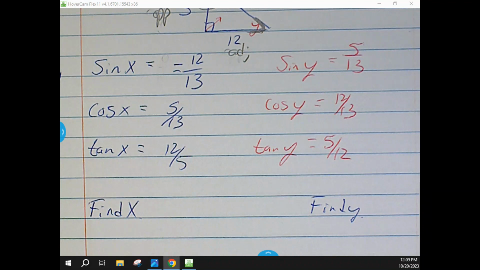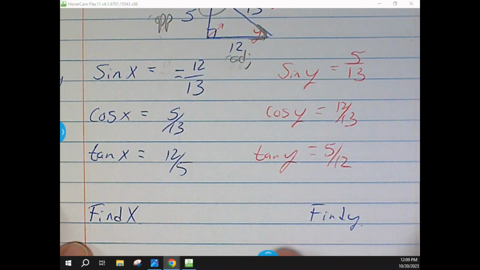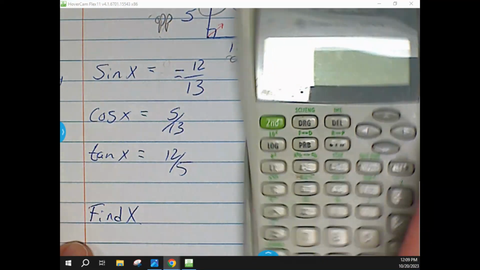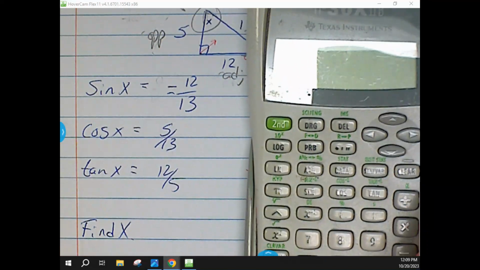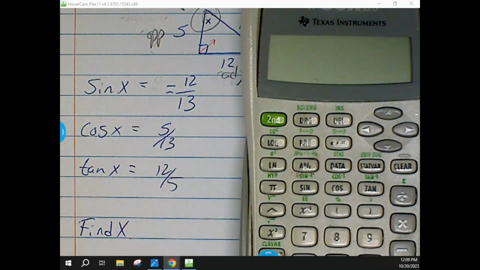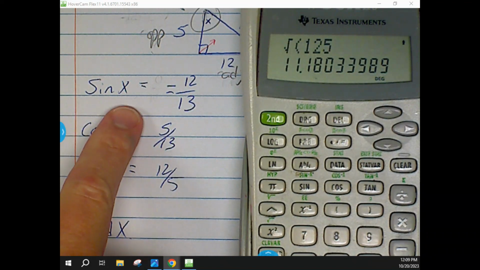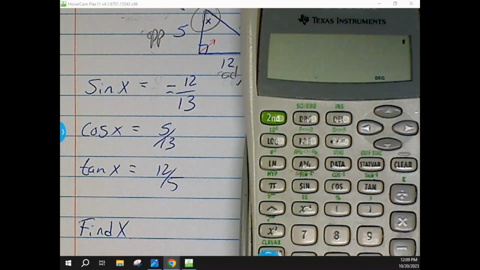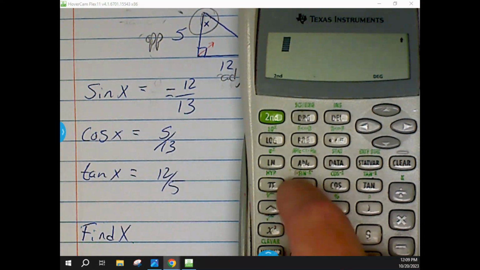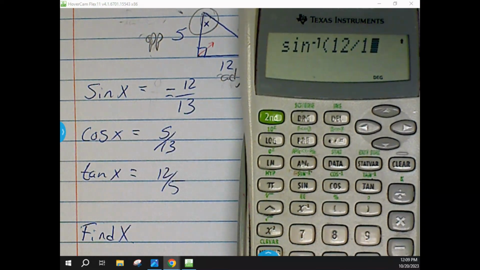Now, if they told you this was like 33, we wouldn't need this. But if you have to find the missing angle, this is what you've got to use with your calculator. If we're going to find X, we're not worried about everything over here. You can take any one of these questions and use your calculator. If you've got sine of X and you're trying to find the missing angle, you have to hit second, and then sine, and then just put in your two numbers. It's 12 divided by 13.